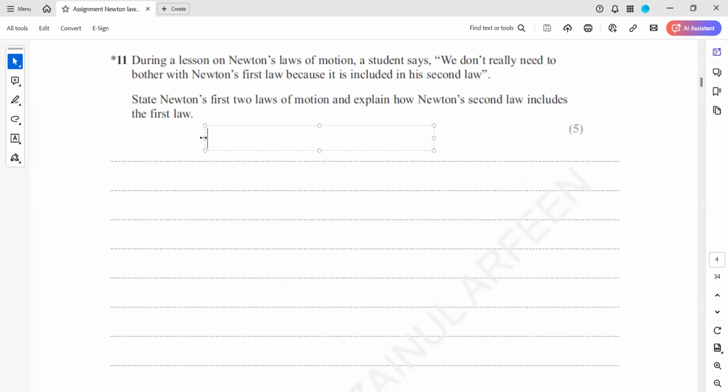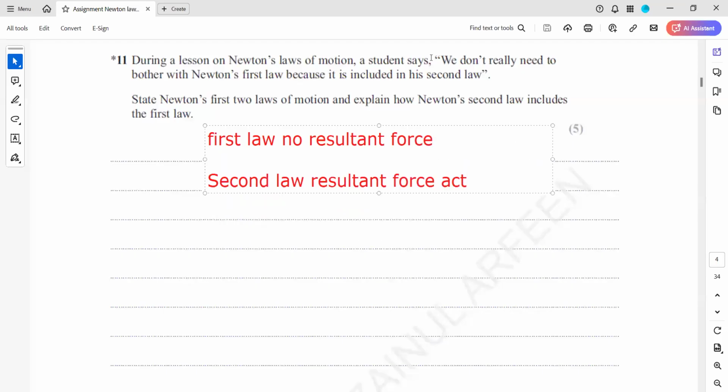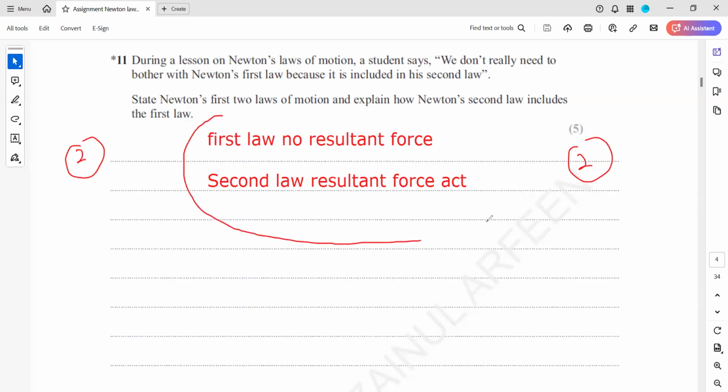So you will mention in the first law, no resultant force. And in the second law, resultant force acts on the object. That's how we get the 5th mark. So first 2 marks for the first law of motion. Remaining 2 marks for the second law of motion, and the last mark is for relating the resultant force with the first law and the second law.